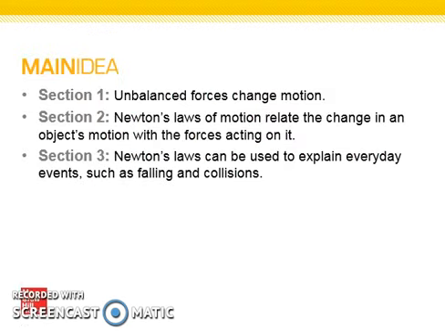Section 1, unbalanced forces change motion. Section 2, Newton's laws of motion relate the change in an object's motion with the forces acting on it. Section 3, Newton's laws can be used to explain everyday events such as falling and collisions.